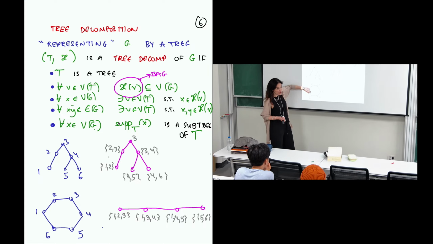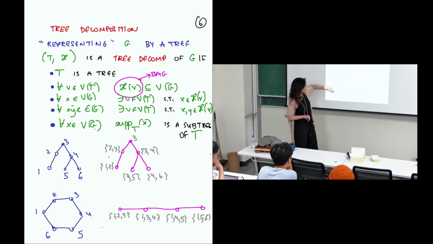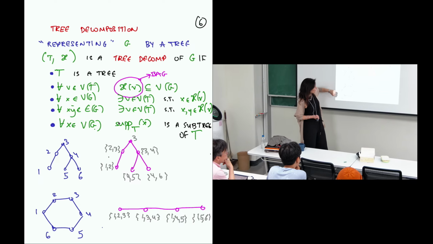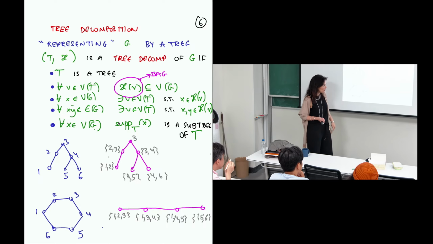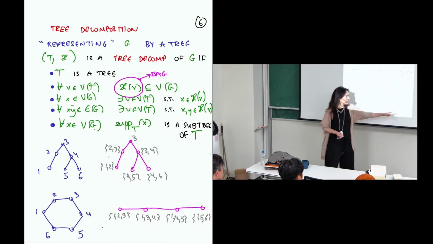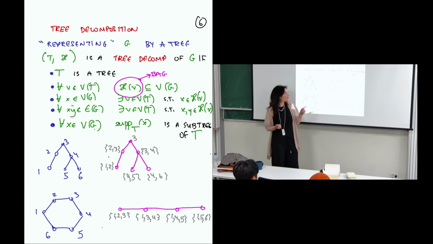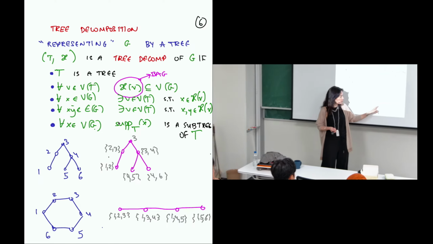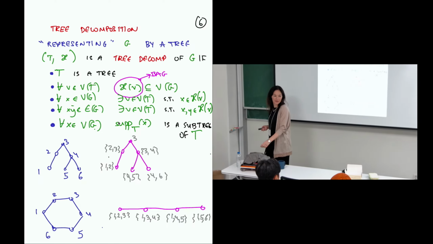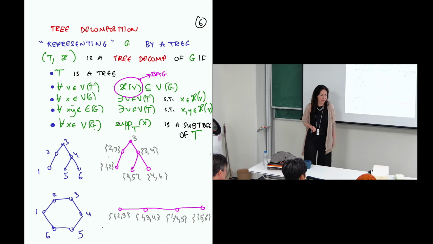So now what do I need to do? I need to add one to some bag. And there's also a rule that there needs to be some bag that contains 1 and 2, because it's in H. So there needs to be some bag that contains 1 and 6, because it's in H. So I should add one here, and I should add one there. And then there's a rule that 1 needs to appear on a connected subgraph, so I have to add 1 here and there. And that's how you get this tree decomposition.